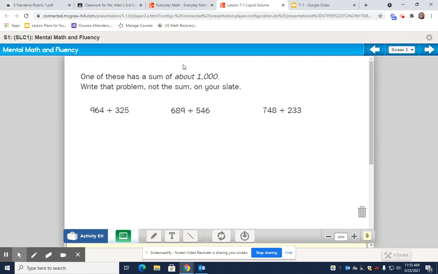And this is our last one. We're looking for a problem that is close to the sum of about 1,000. Make your estimates. When you have your answer, come back and press play.